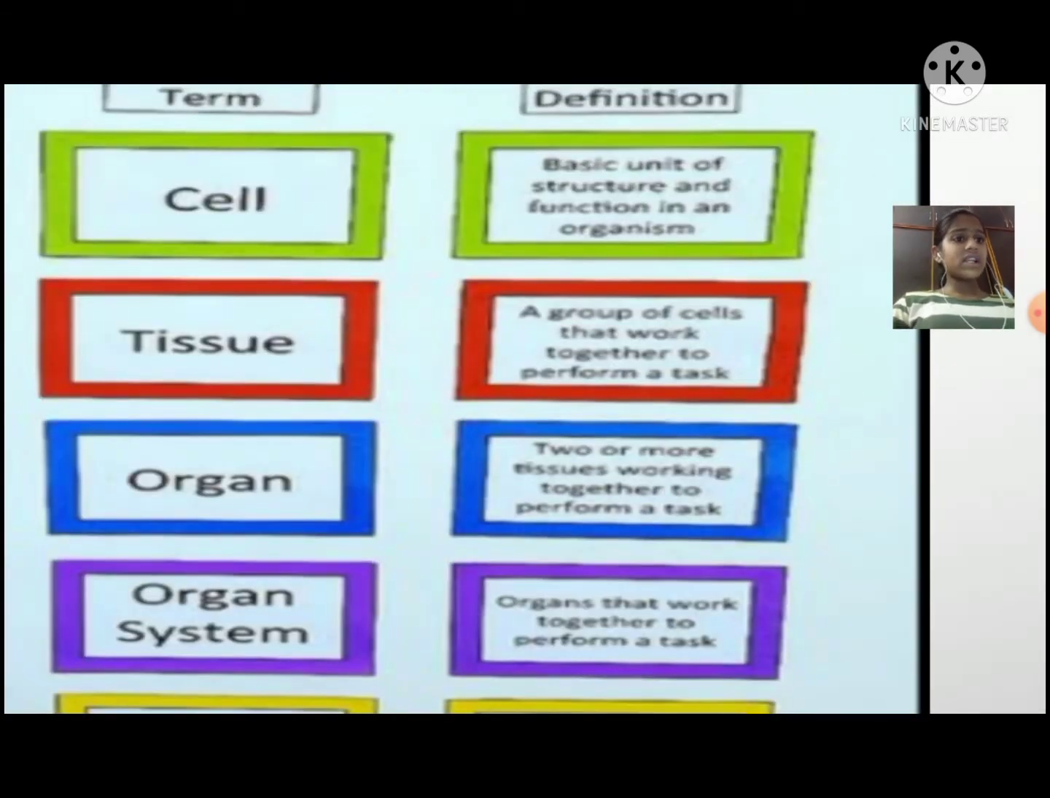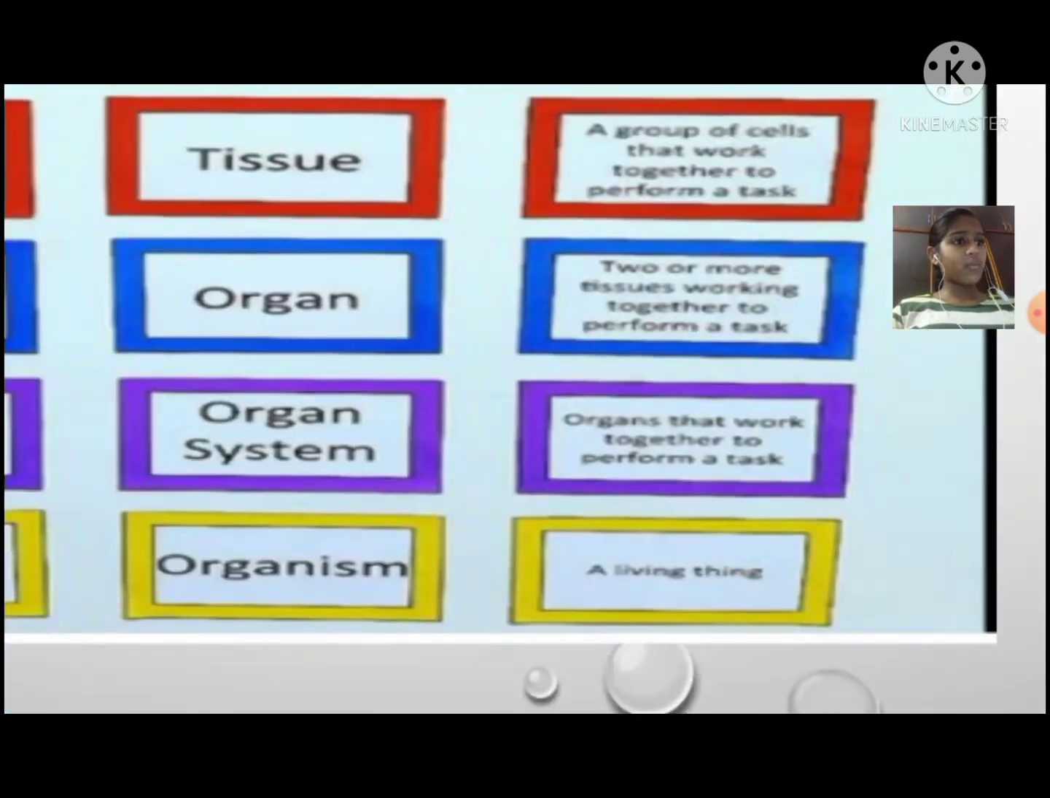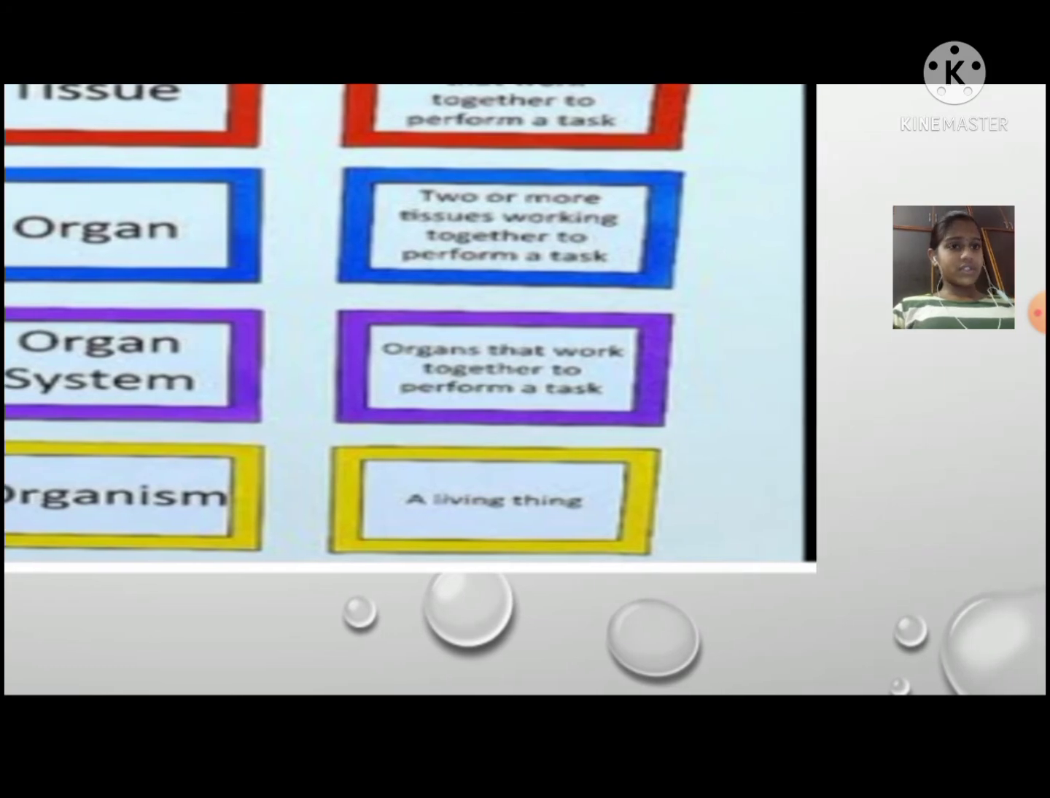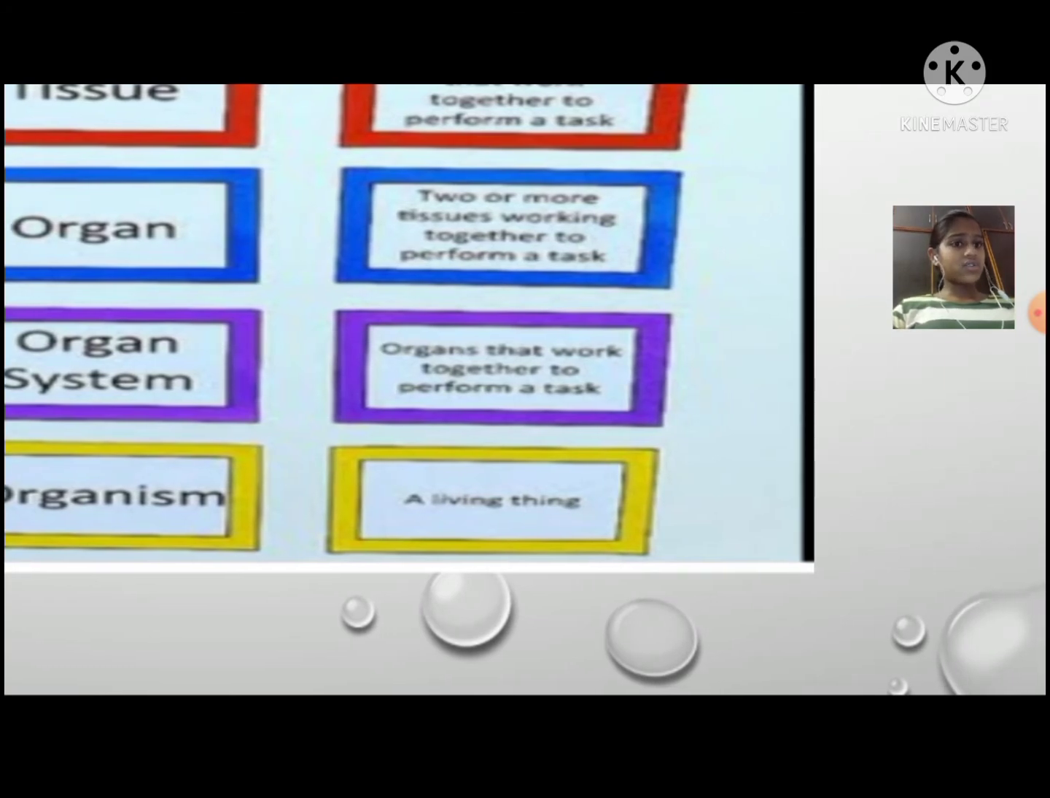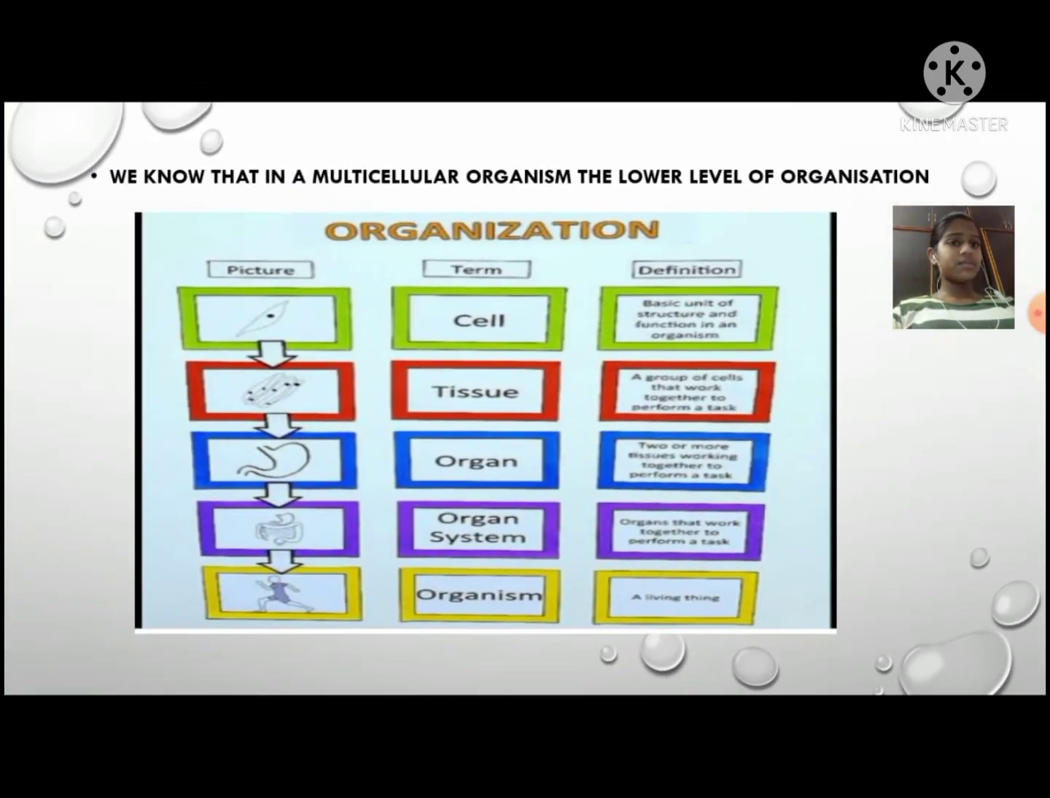Tissue: a group of cells that works together to perform a task. Organ: two or more tissues working together to perform a task. Organ system: organs that work together to perform a task. Organism: that's a living thing.